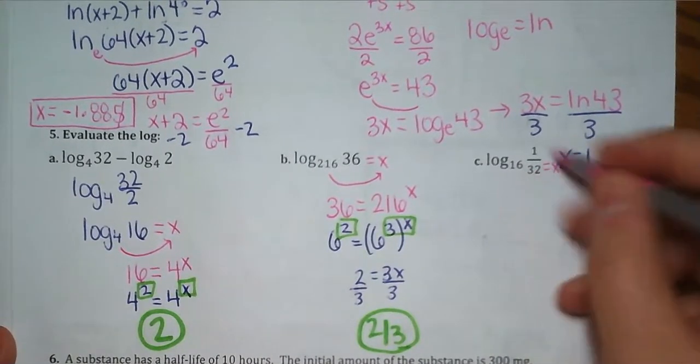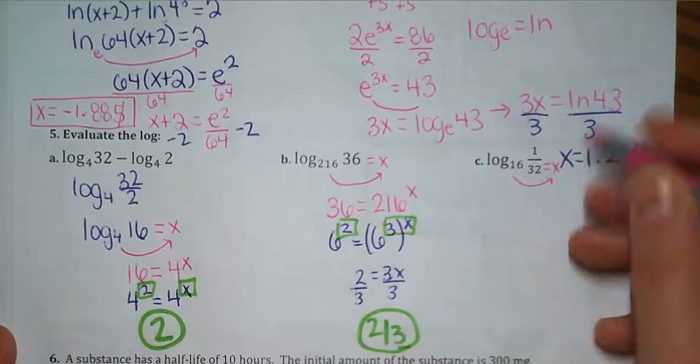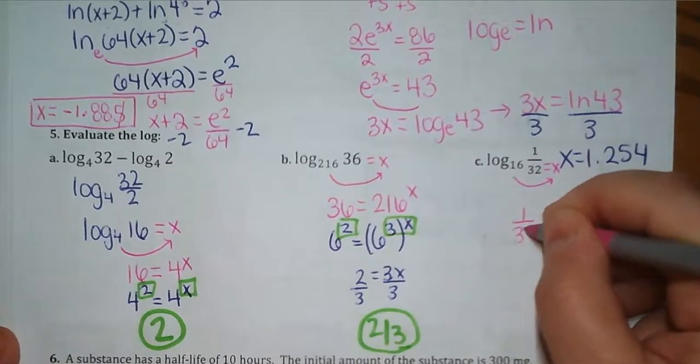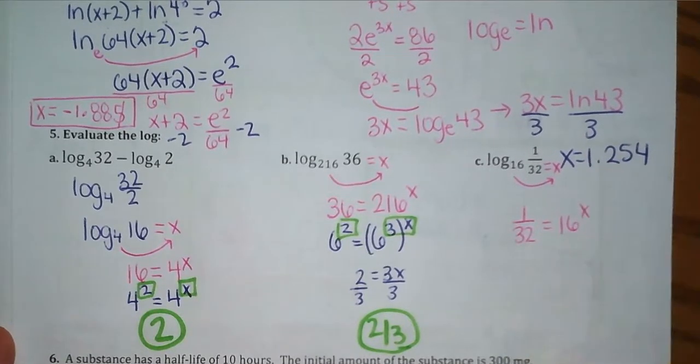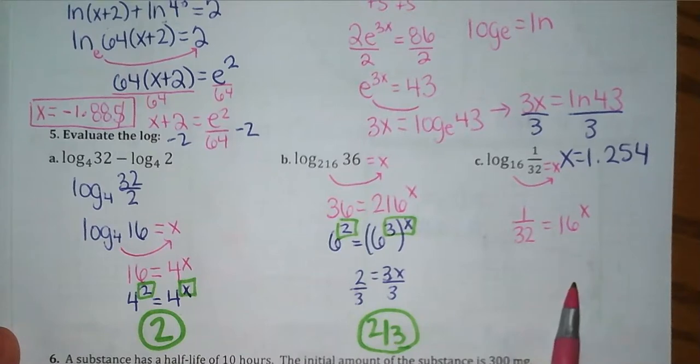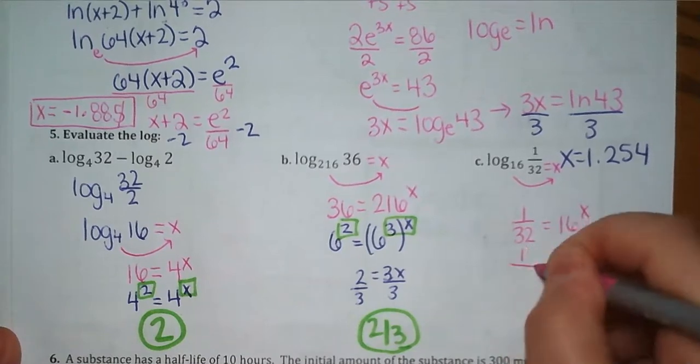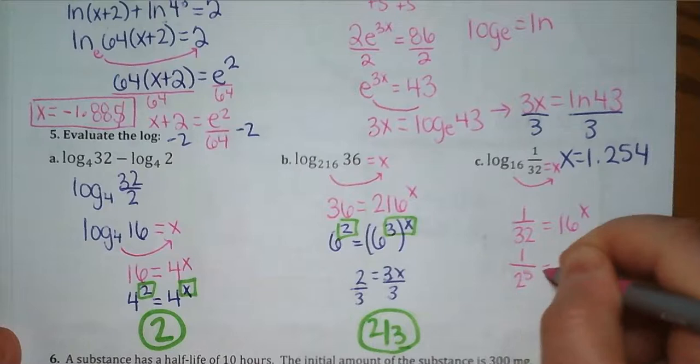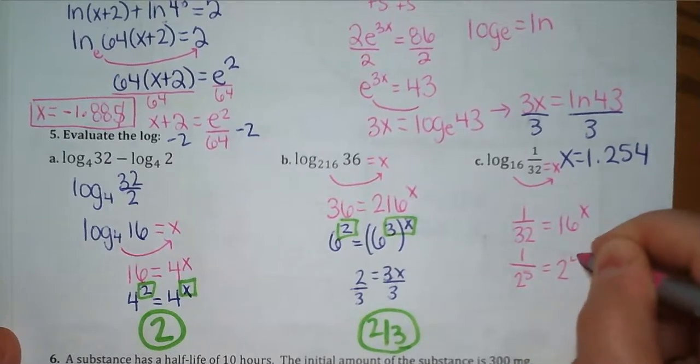And then finally, I didn't leave myself much room there, but to set that equal to x, I have a single log by itself. Swing that: 16, 1 over 32 equals 16 to the x. Okay, now 32 and 16 both have 2 in common as a base. Right here, 32 is 2 to the 5th power, 16 is 2 to the 4th power.